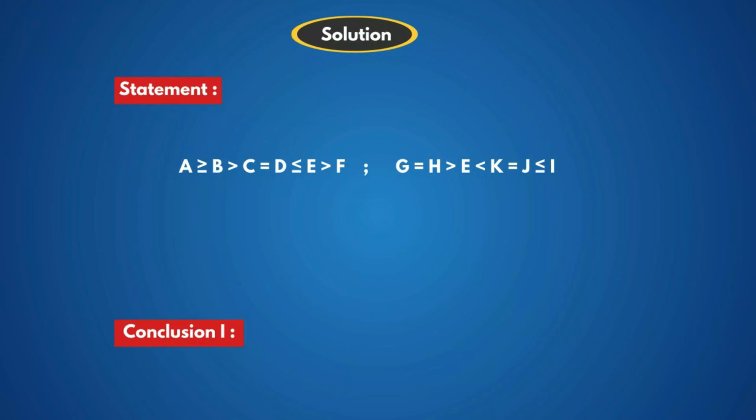Conclusion 1. D greater than or equal to A. Here we have a direct relation from D to A. So here A greater than or equal to B greater than C equal to D. But in the conclusion they are asking the relation A to D. So we can write this D equal to C less than B less than or equal to A.